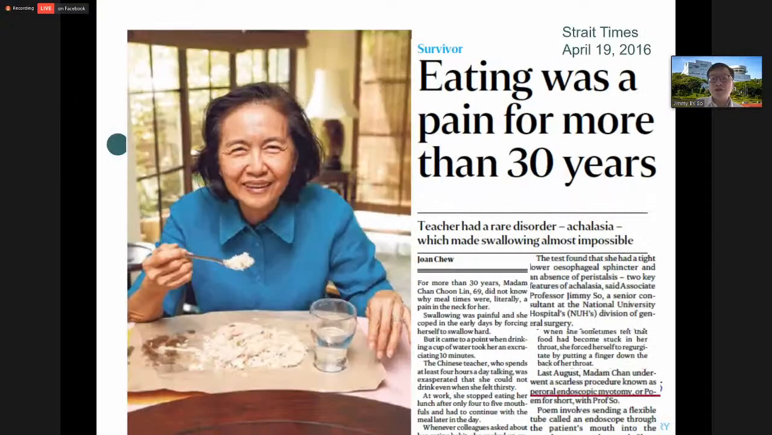It's very rewarding to treat patients with achalasia, whether with surgical or endoscopic myotomy, because these patients really suffer a lot from not being able to eat. As an example from this newspaper article, one of our older patients can finally enjoy a decent meal after 30 years of achalasia.